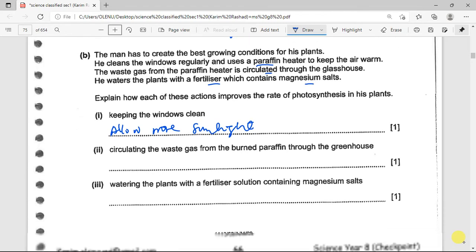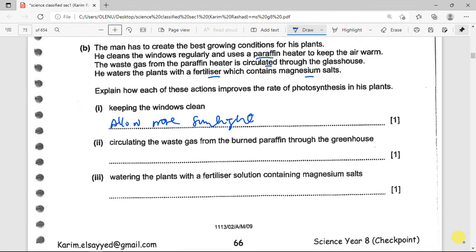to pass through. Circulating the waste gas from the burnt paraffin through the greenhouse: remember it's a waste gas, so it is a source of carbon dioxide. Watering the plant with a fertilizer solution containing magnesium salt will help to provide minerals, and magnesium is needed to make chlorophyll for healthy growth and for photosynthesis.